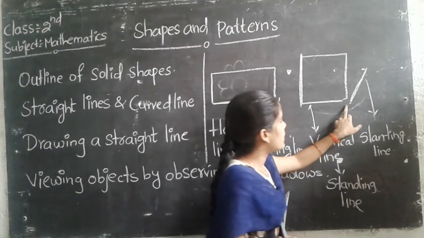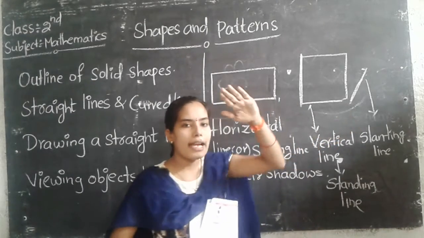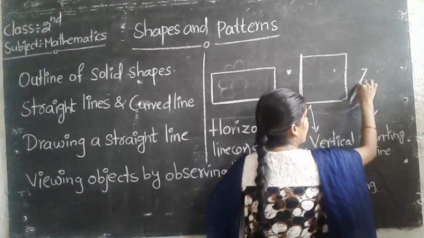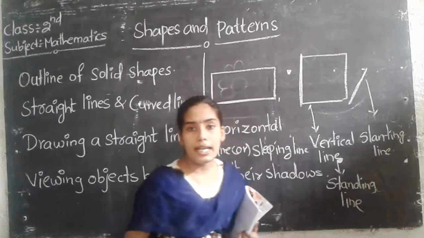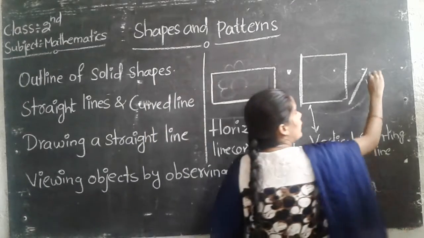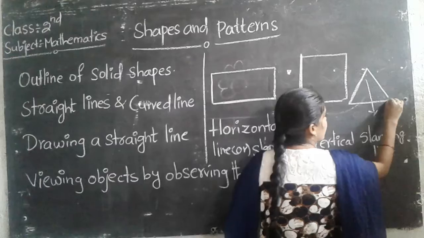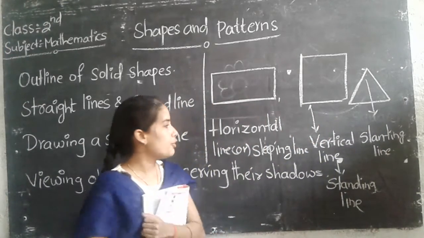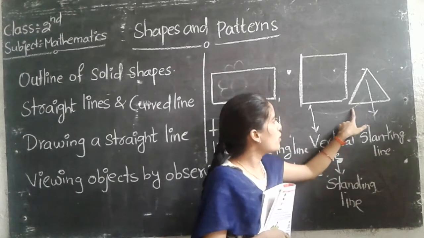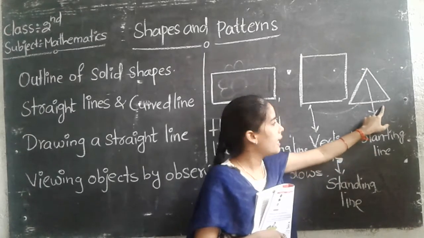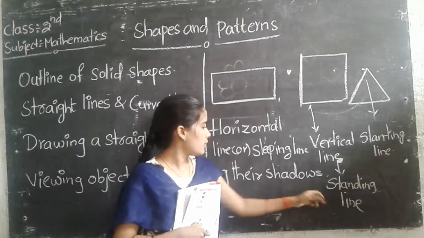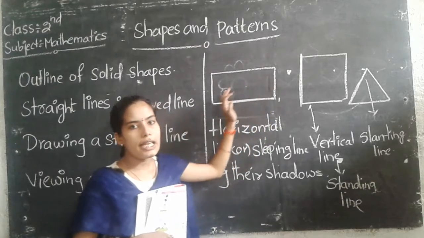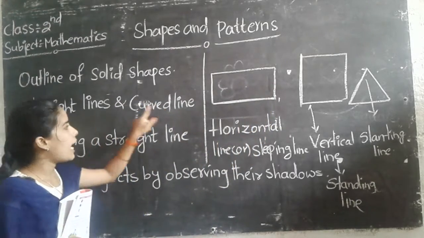And one more is there, slanting line. That means the line is somewhat bent. Where are we using this slanting line? To draw the triangle. The line is straight, but the direction will be different. So the slanting line we use to draw the triangle, and standing line and sleeping line we use to draw the remaining plane figures. This is about straight lines, curved lines.